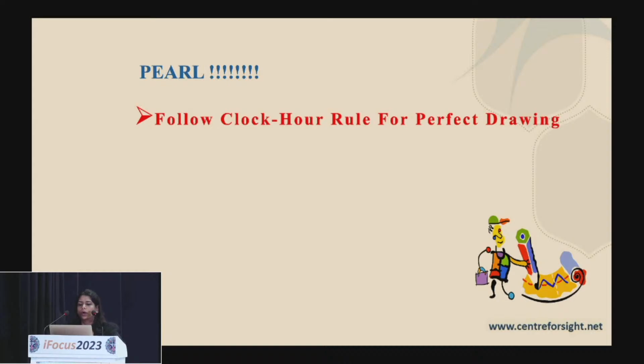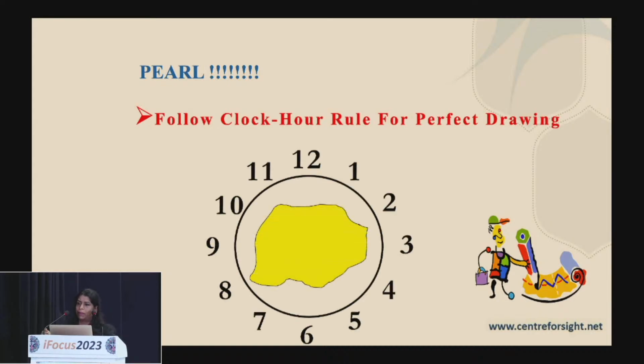You have to follow the clock hour rule for the perfect corneal drawing, which we discussed. So this is an ulcer. When you're measuring it, how are you going to measure it? According to clock hours. Superiorly, 4 clock hours extended. Inferiorly, again 4 clock hours. Temporally, 2 to 4 clock hours. And nasally, 10 to 8 clock hours.